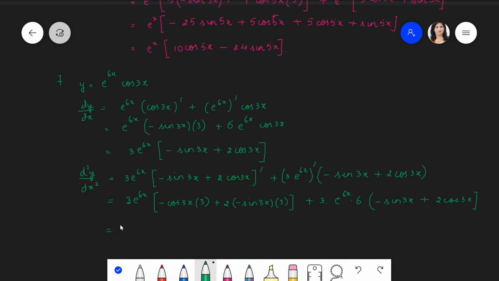So once again what we can take here is 3 e to the power 6x common. This is common, okay? So 3 e to the power 6x common, and this is minus 3 cos 3x minus 6 sine 3x. We could have taken a 3 also common. Okay, we'll do it in the next step. So minus 6 sine 3x plus 12 cos 3x.